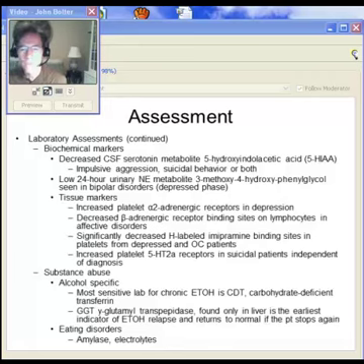So what else have we got here? Here are some tissue markers that I put in there that are known. For substance abuse, alcohol-specific, the most sensitive lab for chronic ETOH is the CDT, carbohydrate-deficient transferrin. There is a GGT as well. It's found only in the liver and is the easiest indicator of ETOH relapse, so we use that for relapse, and it returns to normal when the patient stops again. For eating disorders, amylase and electrolytes are the type of tests you'd want to do. So those are specific to certain disorders.